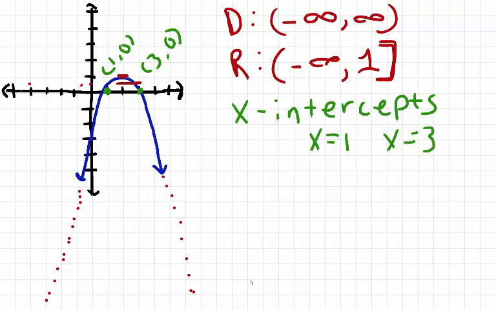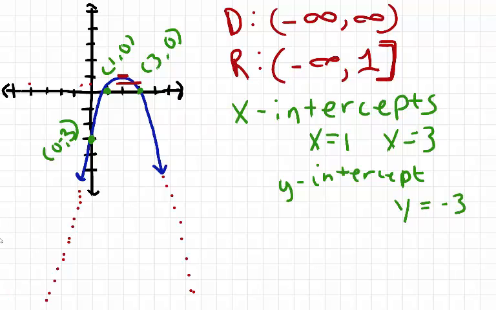Our y-intercept is the point at which the graph crosses the y-axis. On our graph, the line crosses the y-axis at coordinate point 0, negative 3. So our y-intercept is y equals negative 3.